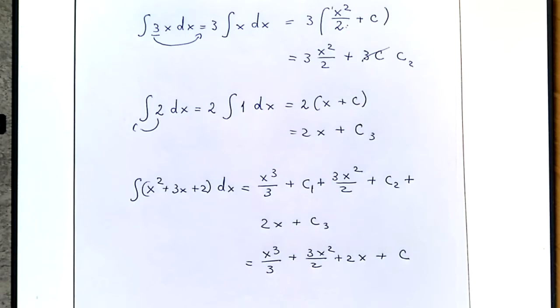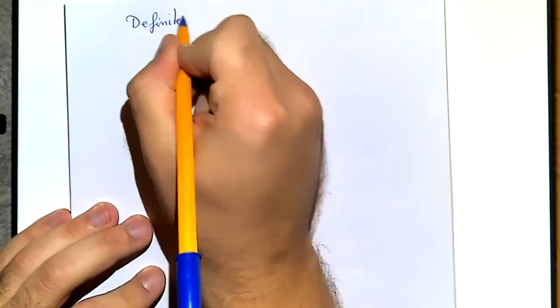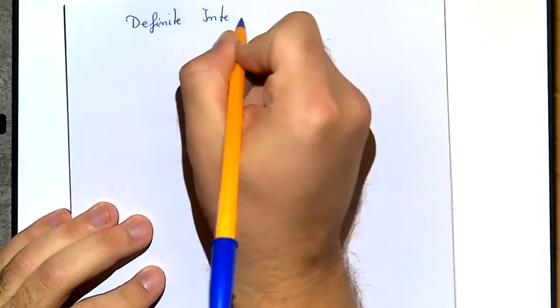Okay, now we're going to go to what is called the definite integral. Obviously, if there's an indefinite, there has to be a definite as well. So now we're going to move to the definite integral.